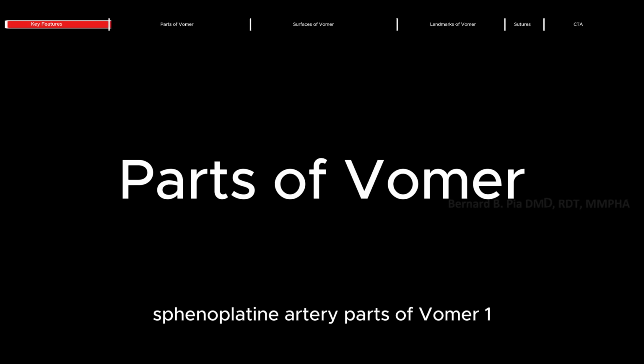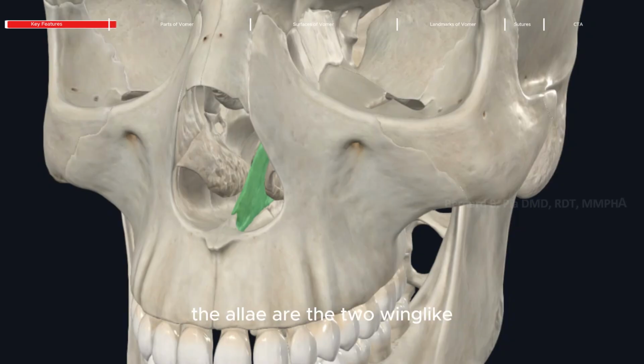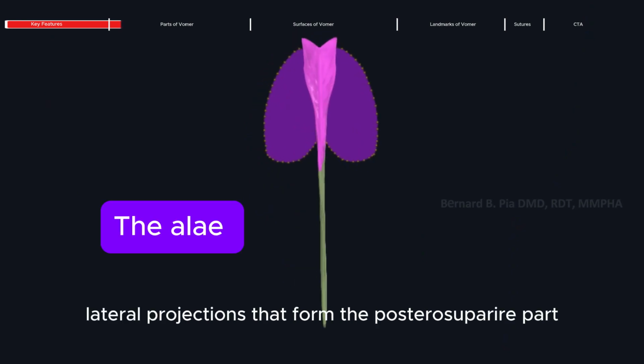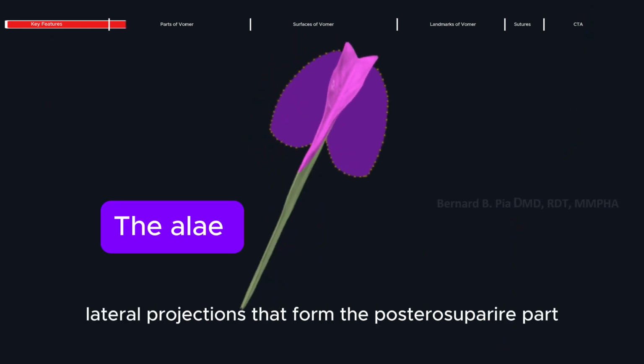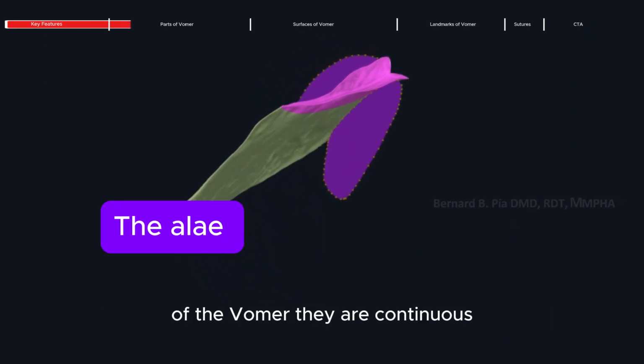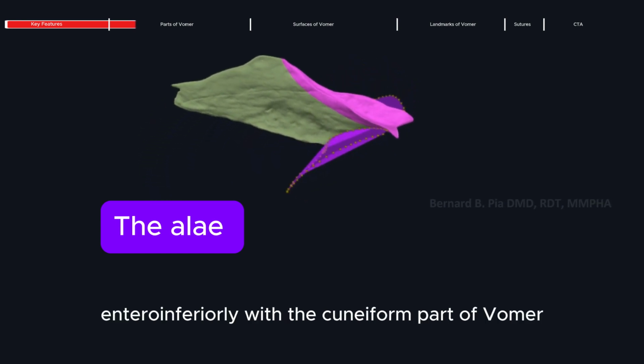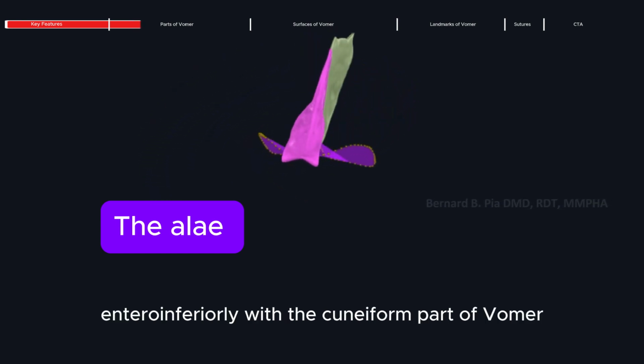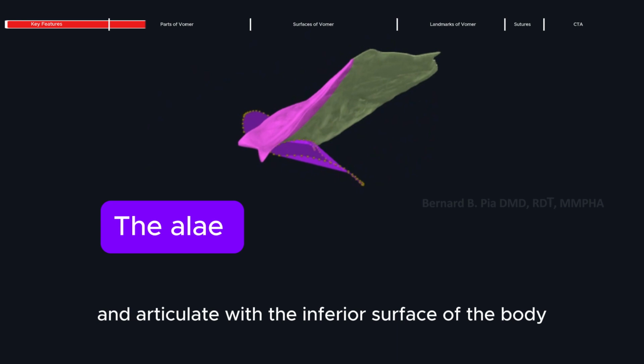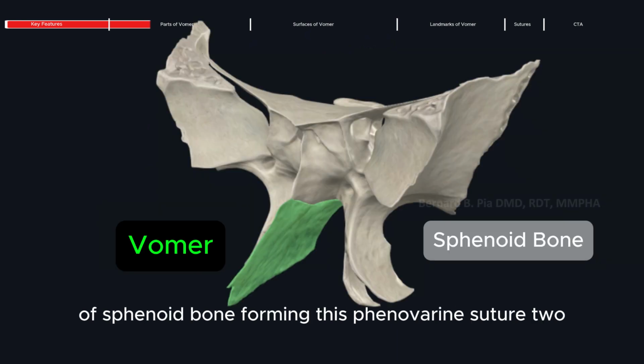Parts of vomer. 1. The alae are the two wing-like, lateral projections that form the posterosuperior part of the vomer. They are continuous antero-inferiorly with the cuneiform part of vomer and articulate with the inferior surface of the body of sphenoid bone, forming the sphenovomerine suture.